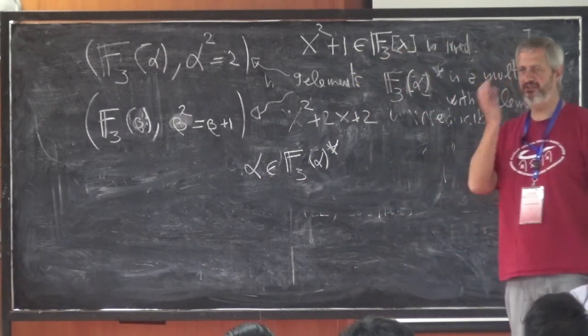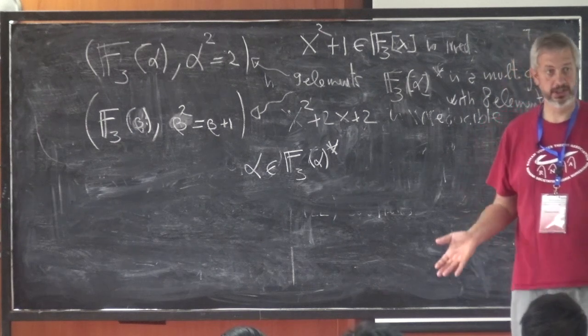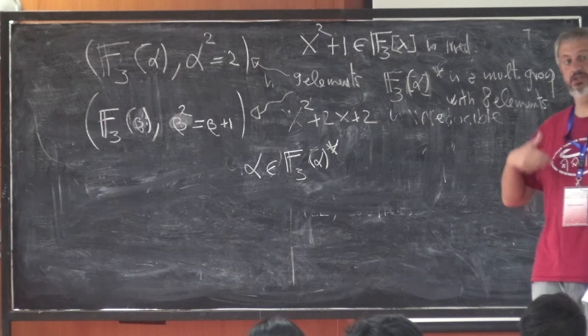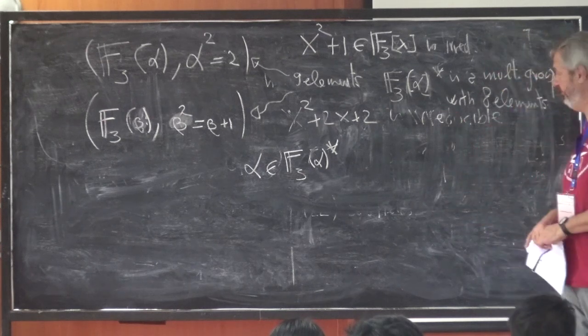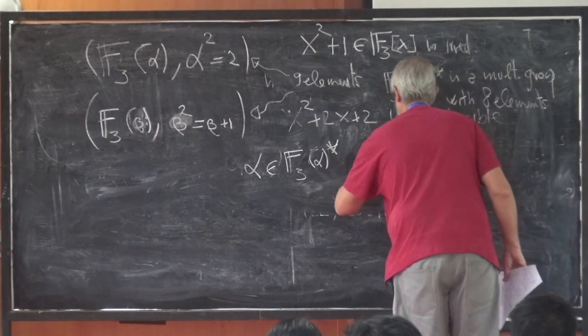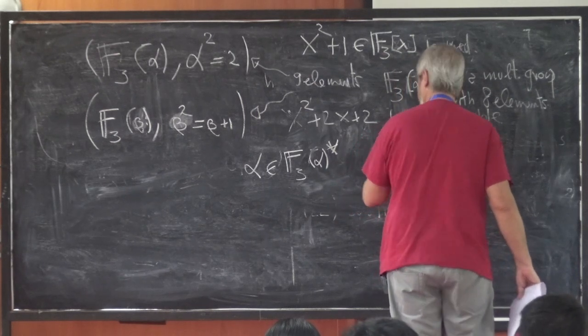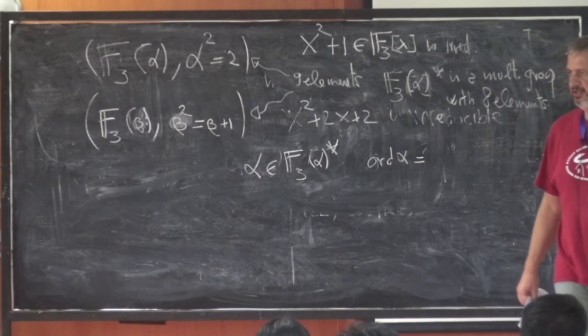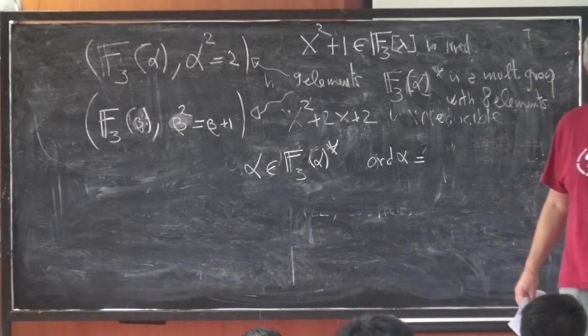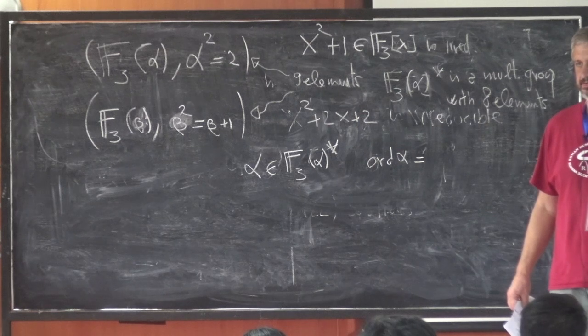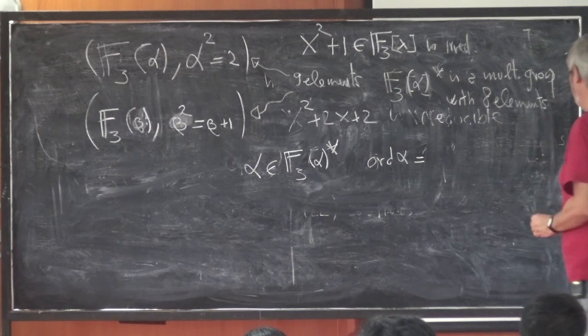So an element of a finite group will have an order. The order is the minimum power that you have to take in order to obtain 1. So what is the order of alpha inside this group? So if you square alpha, you get 2. The order of alpha is 4, right?